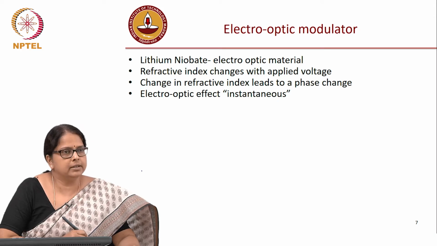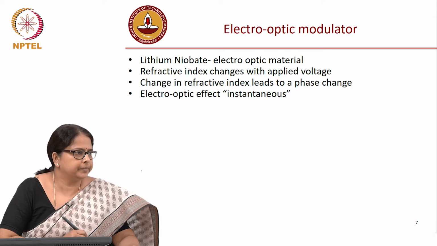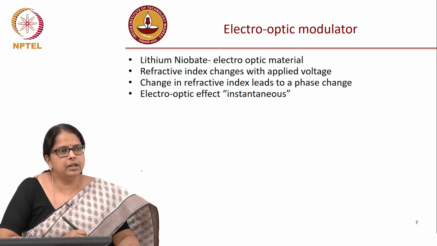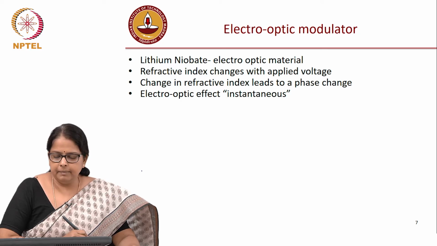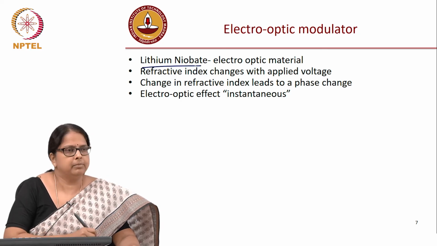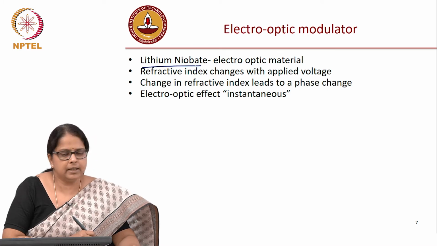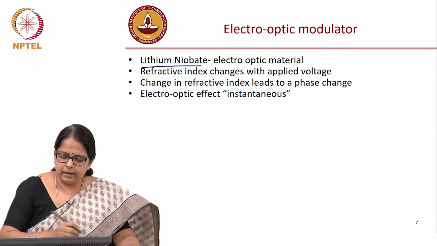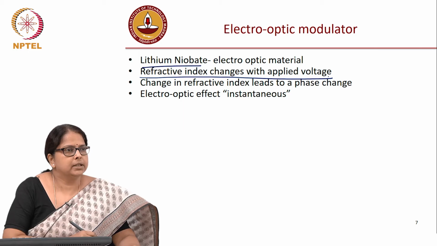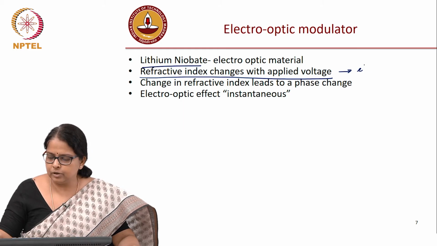an electro-optic modulator. This is the most common external modulator, commercially used in the laboratories, used in research labs. This is a material, and this is the most commonly used material, lithium niobate. Okay. This is an electro-optic material. An electro-optic material is something where if you apply voltage, the refractive index changes. Okay. So, refractive index changes with applied voltage, that is the electro-optic effect.